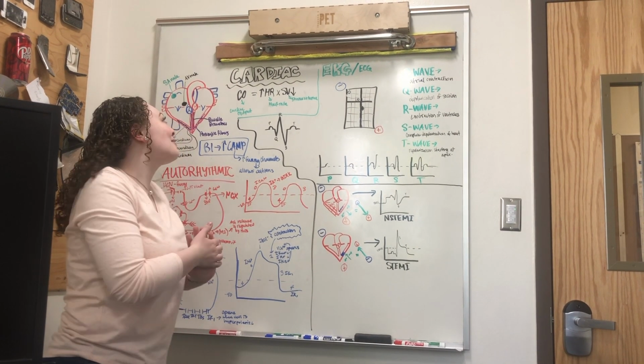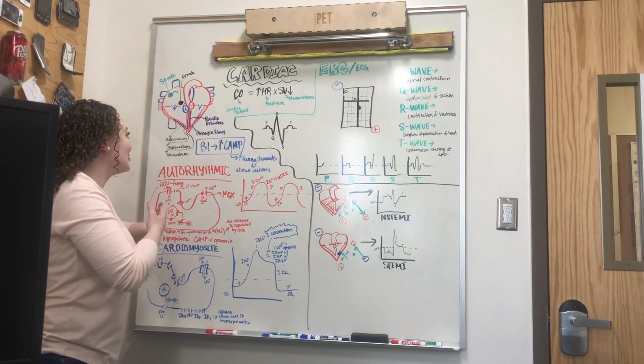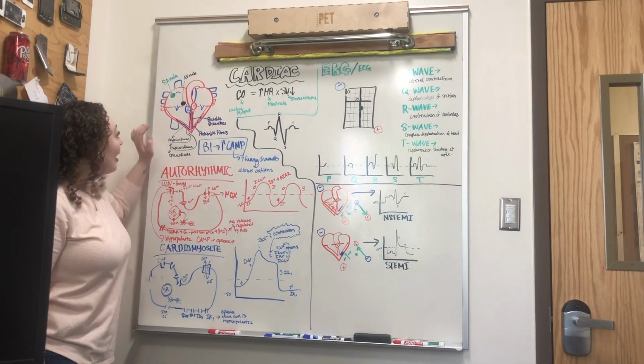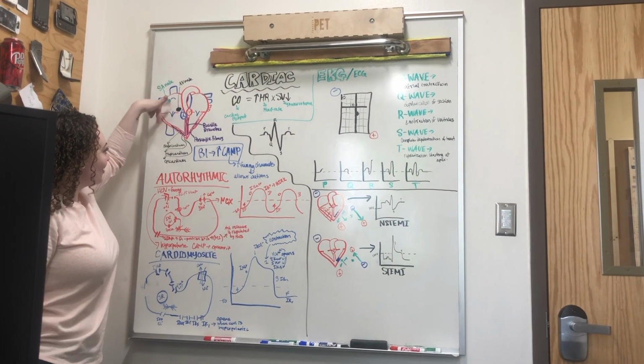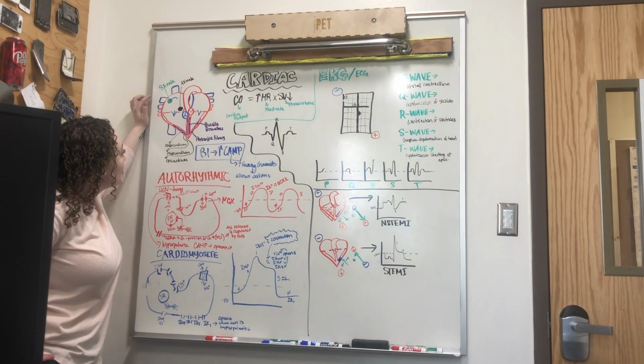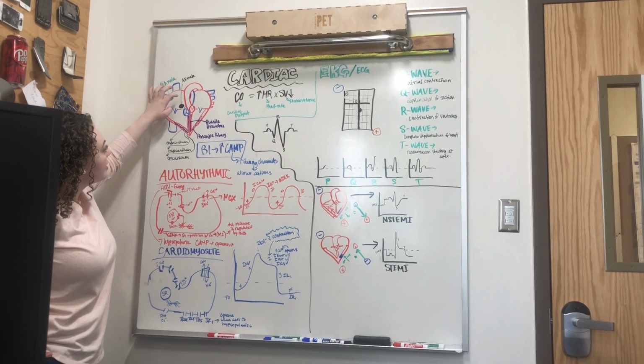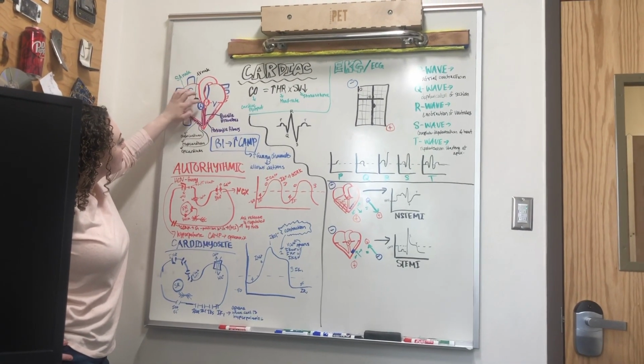Hey everybody, so today we're going to be talking about the heart, cardiac cycle. So first, let's talk a little bit about the heart. So obviously we have our heart here, and we have several different distinguishing landmarks. So first of all, we've got our inferior and superior vena cava. We've got our right atria, our left atria, our right ventricle, our left ventricle.